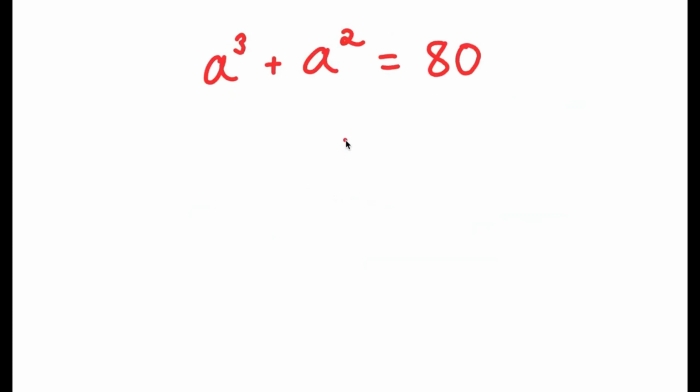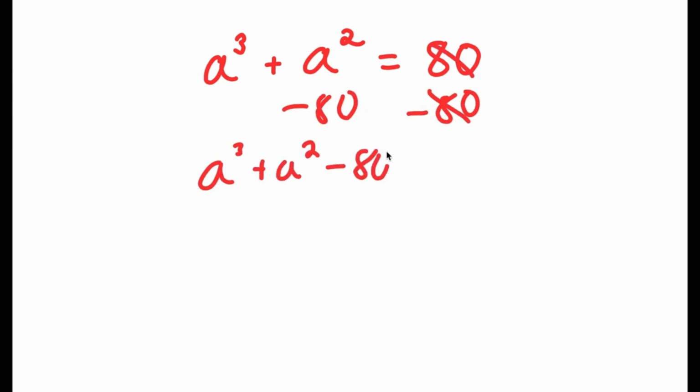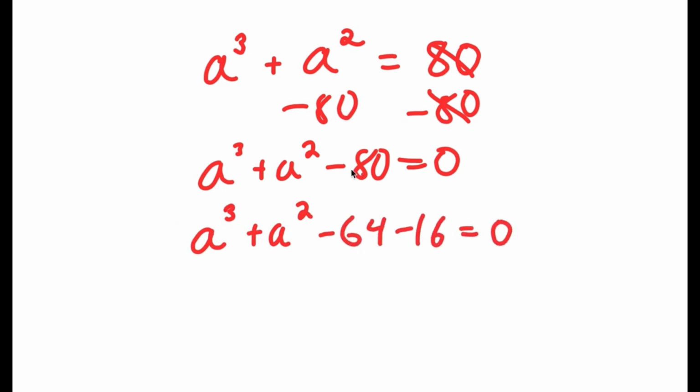Alright, so in this problem, I have a to the power of 3 plus a squared is equal to 80. So to solve this, I'm going to first start by subtracting 80 on both sides. So I get a to the power of 3 plus a squared minus 80 is equal to 0. Now, I'm going to rewrite this as a to the power of 3 plus a squared minus 64 minus 16 is equal to 0. So I simply wrote negative 80 as negative 64 minus 16.